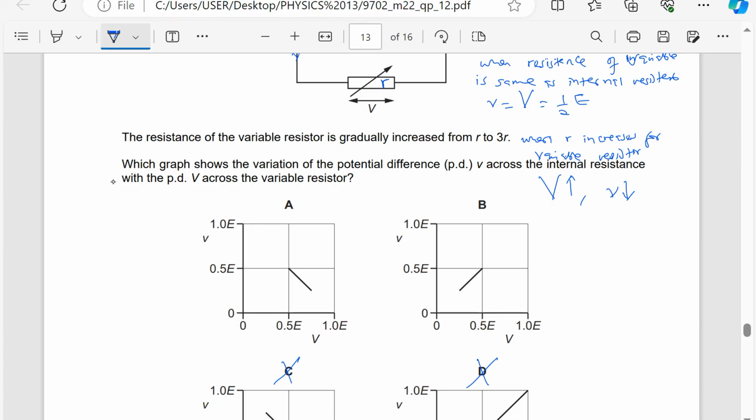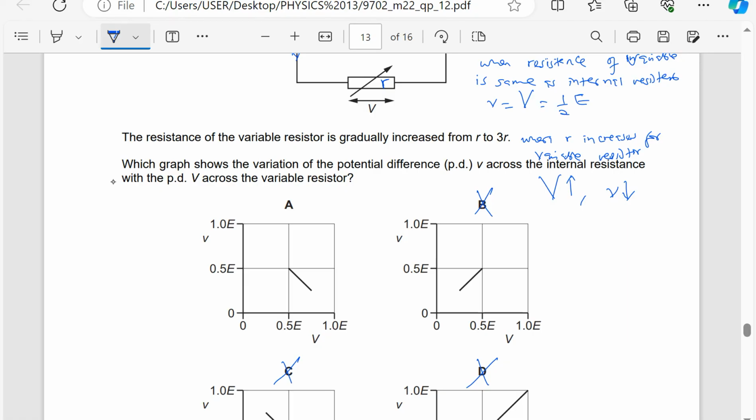So since as capital V increases, small v decreases, it means the maximum value of small v must be 0.5. That is the maximum value of small v. Automatically B is wrong because B is showing that the maximum value of capital V is 0.5, yet this could increase up to E.